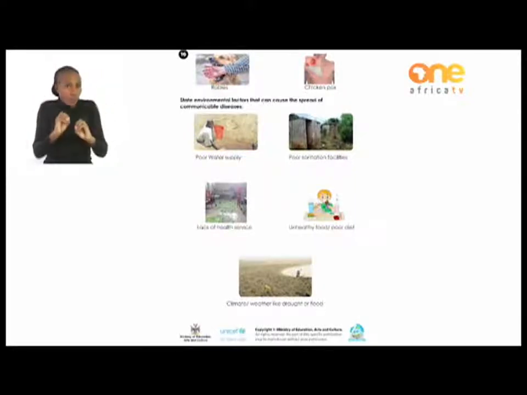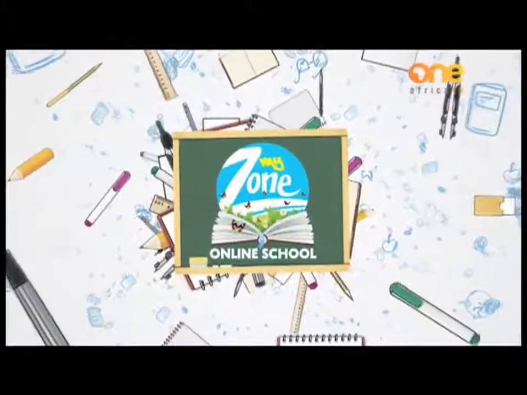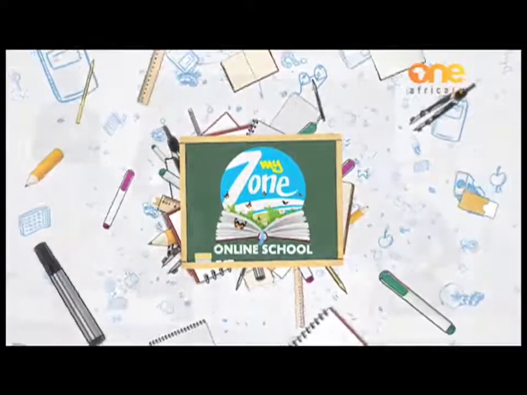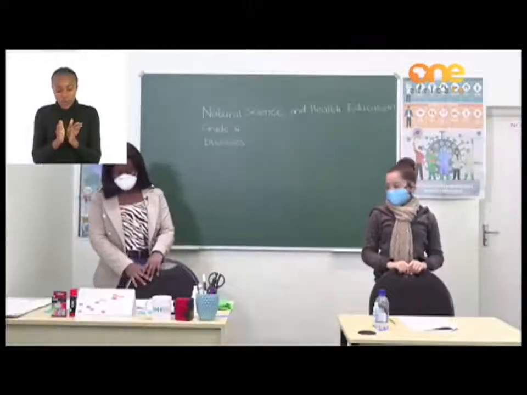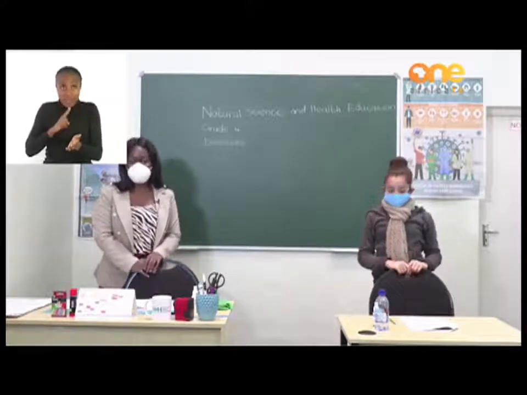On page 17, there is an activity for you. Let's read the questions together. Question 1, you list examples of communicable diseases. Question 2, you state environmental factors that can cause the spread of communicable diseases. The memorandum is at the end of the booklet on page 22. This is the end of our presentation.